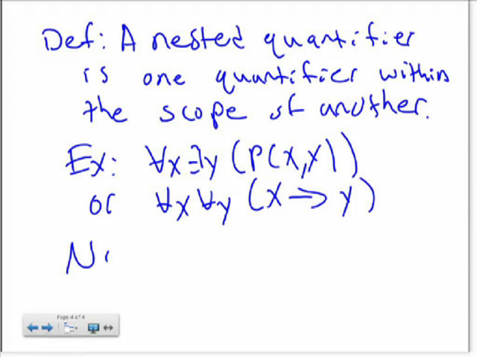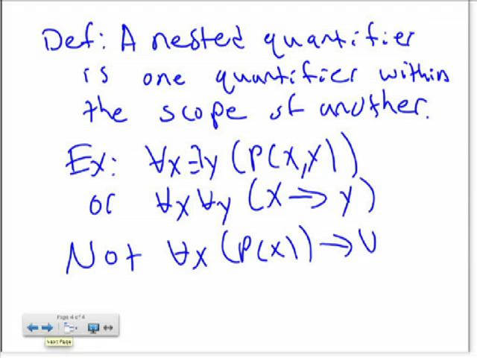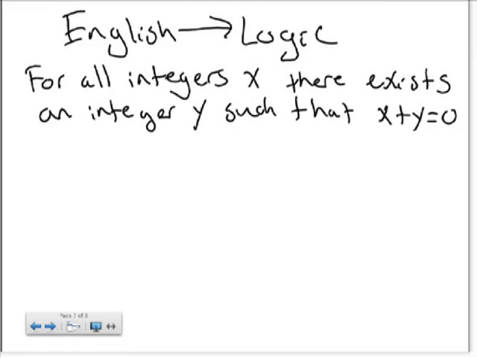Now, this is not a nested quantifier: for all x, P(x) implies for all y, P(y). This for all x applies only within the brackets here and here, and this for all y only applies within the brackets here and here. So those are your nested quantifiers, so now you know what they look like.